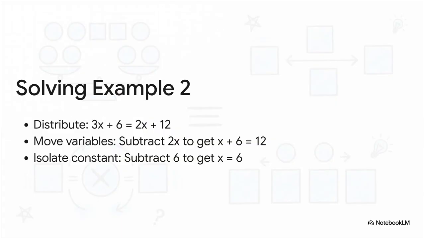Let's completely unpack this. First, we distribute that 3 right into the parentheses. 3 times x is 3x, and 3 times 2 is 6. So that turns our equation into 3x plus 6 equals 2x plus 12. And suddenly, this big, intimidating problem is just another simple family gathering. We subtract 2x from both sides to move our variables together, leaving us with x plus 6 equals 12. Finally, subtract 6 to isolate the constant, and we arrive at our final solution, x equals 6. Just beautifully structured, logical steps.